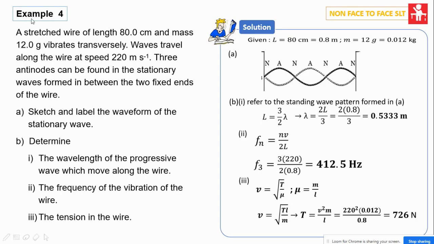Next, we have example 4. A wire of length 80 cm and mass 12 gram vibrates transversely. The wave travels along the wire at a speed of 220 meters per second. 3 antinodes can be found in the stationary waveform in between the 2 fixed ends of the wire. First question, sketch and label the waveform of the stationary wave. So since we have 3 antinodes here, this is the drawing.